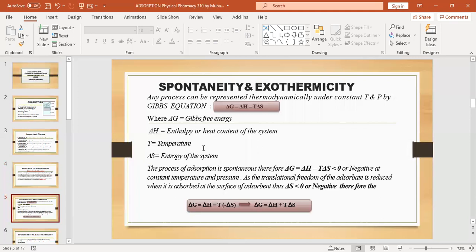Spontaneity and exothermicity. We have cleared it in physical classes from the Gibbs equation that delta G is equal to delta H minus T delta S. Delta G is less than 0, meaning negative, and delta S is also less than 0, meaning negative. So the overall process is exothermic.